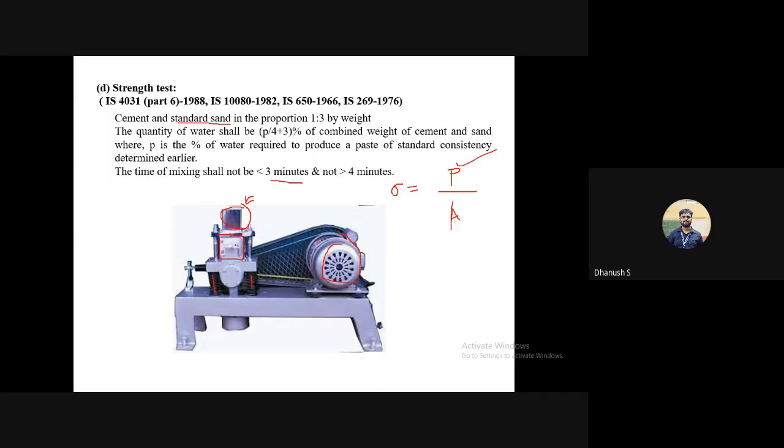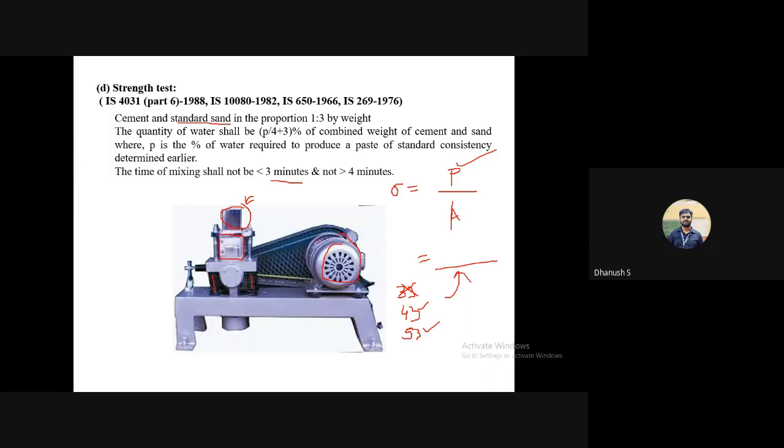Area is what? I told you the edge is 70.6 mm. So the area is going to be 70.6 into 70.6. Whatever strength you get is going to be your grade of cement. So I told you in the very first class, when we're talking about grades of cement, there are 3 kinds: 33, 43, and then 53. Correct? So I told you OPC 33, OPC 43, OPC 53. So 33 is redundant. No one makes 33 anymore. So these numbers 43 and 53 is basically the strength that you get here.